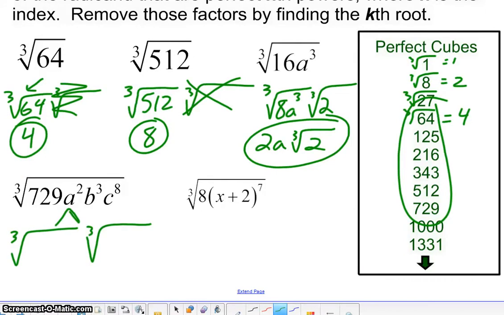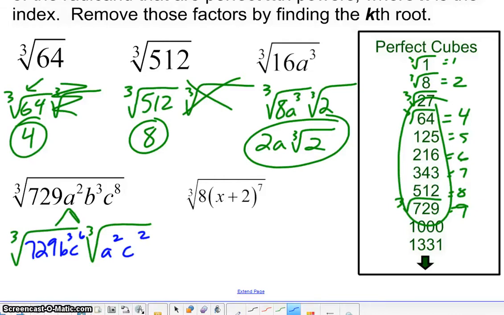Find the cube root of 729, and then we'll split the variable. As you probably already noticed, 729 is in our perfect cube list, so that's going to go in the left side. A to the second does not go evenly, so we have to put those in the right side of the radical. B cubed goes in evenly, and up to 6 of them go in nicely on the first one, and we have 2 left over.